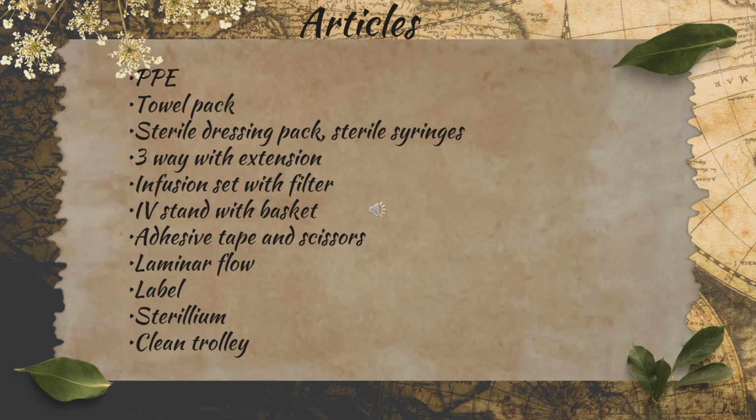Articles needed to administer TPN are: first one is PPE, that is the personal protective equipment, towel pack, sterile dressing pack, sterile syringes, 3-way with extension, infusion set with filter, IV stand with basket, adhesive tape and scissors, laminar flow, label, sterilium, and clean trolley.